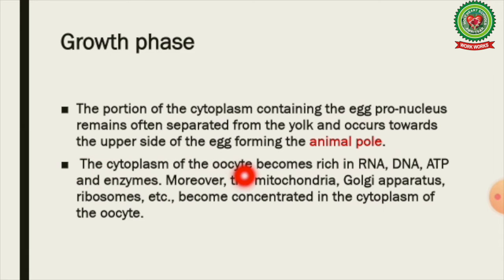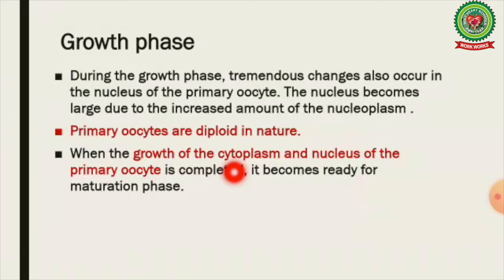The cytoplasm of the oocyte becomes rich in RNA, DNA, ATP, and enzymes. Moreover, the organelles, the mitochondria, Golgi apparatus, ribosomes, etc., become concentrated in the cytoplasm of the oocyte. During the growth phase, tremendous changes also occur in the nucleus of the primary oocyte. The nucleus becomes large due to the increased amount of the nucleoplasm. Primary oocytes are diploid in nature.